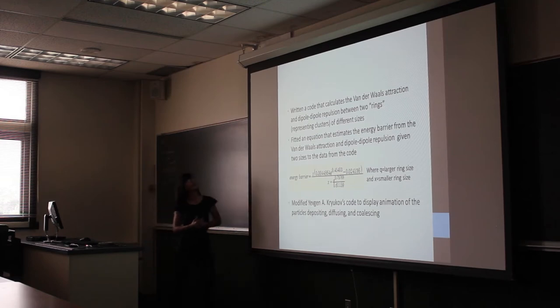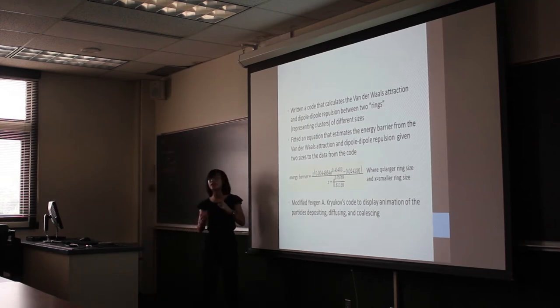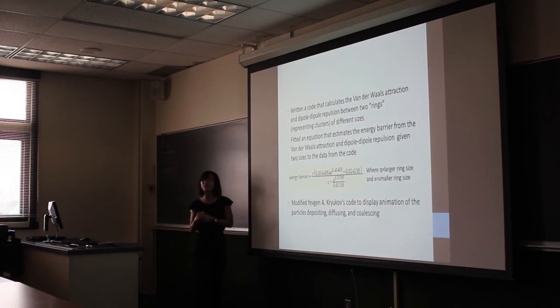So far we've written a code that calculates the Van der Waals attraction and dipole repulsion between two rings, which represent two clusters of different sizes. We then found an equation that estimates the total energy from the Van der Waals attraction energy and the repulsion, and calculates the energy barrier from that. Given the sizes of the two clusters, you can estimate the energy barrier between them. So this is the equation. We've also modified Yevgen Akrukov's code to display animation, so you can see the particles moving around, diffusing, depositing and coalescing.